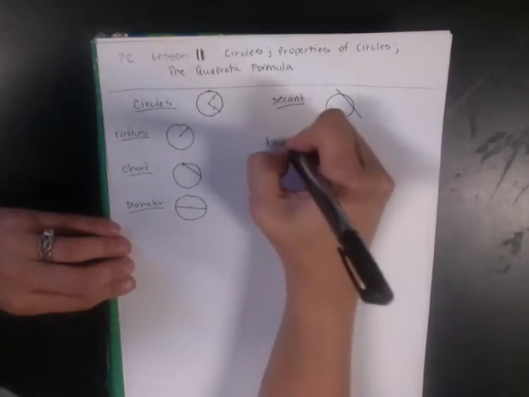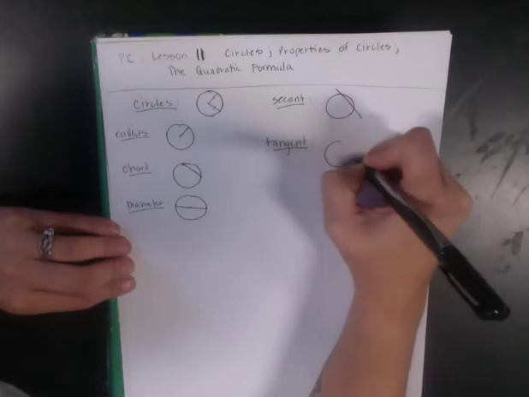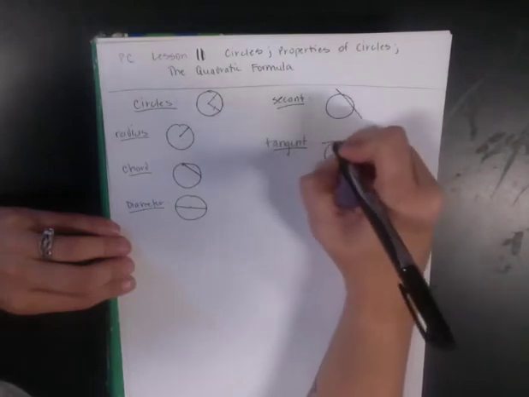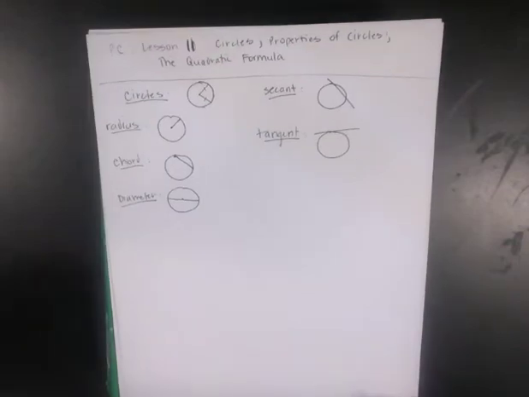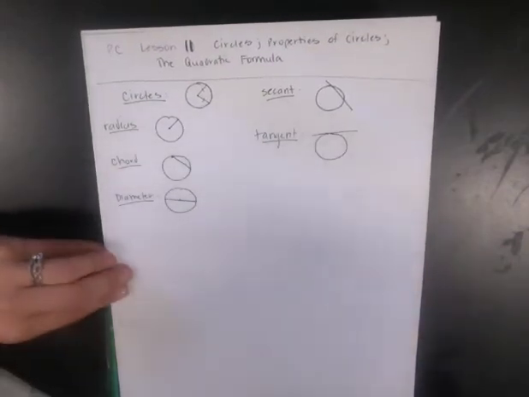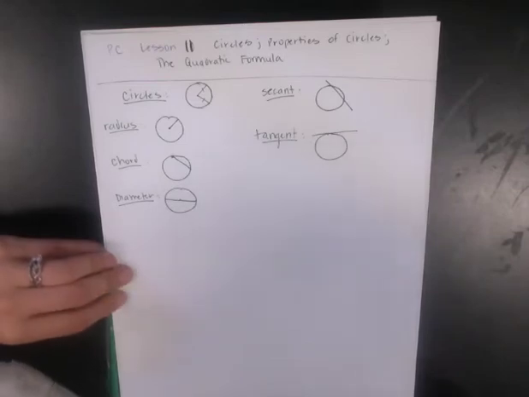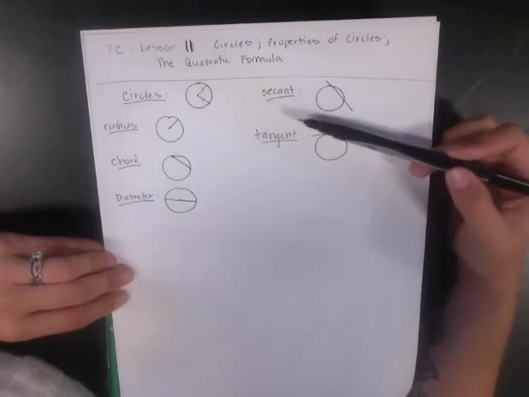And tangent is a line that only intersects at 1 point. That's my point of contact. Just a small point of contact there. Okay, all of these we're going to have different formulas relating them and what we do with them. So you need to know what each of these are. A problem might say we have two secants intersecting, and you need to know what that is.